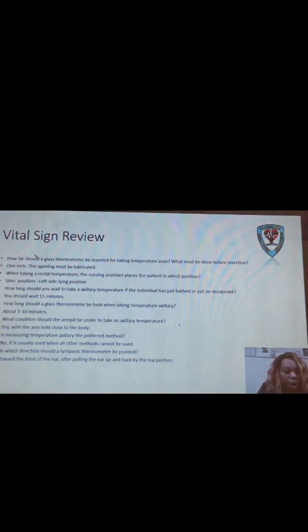When you are taking a tympanic temperature with a tympanic thermometer, you should pull the earlobe toward the front of the ear. You're going to insert the tympanic thermometer inside the ear, toward the front of the ear, and then you're going to pull the ear up and back by the top portion of the ear.